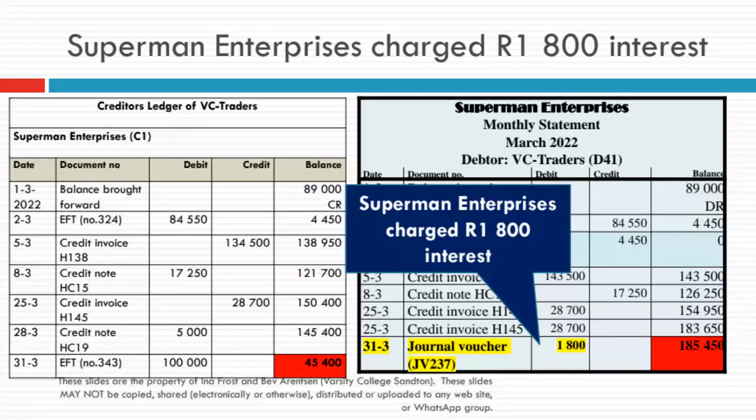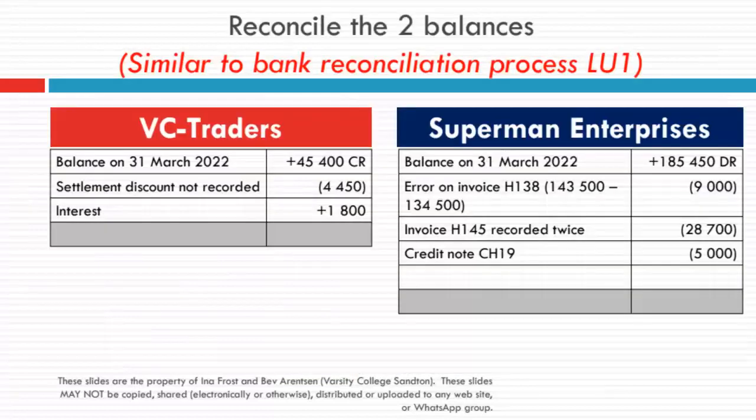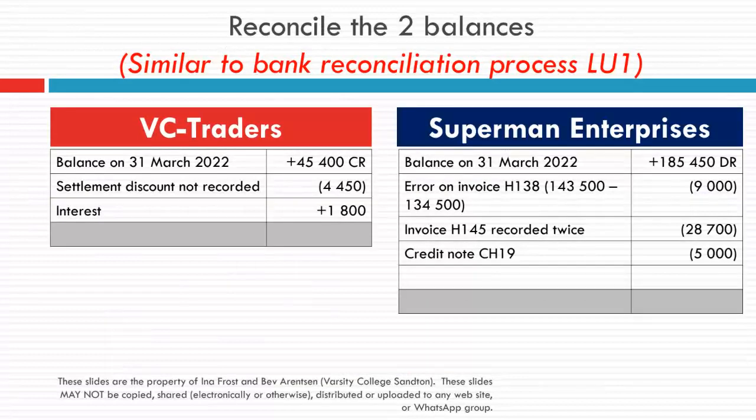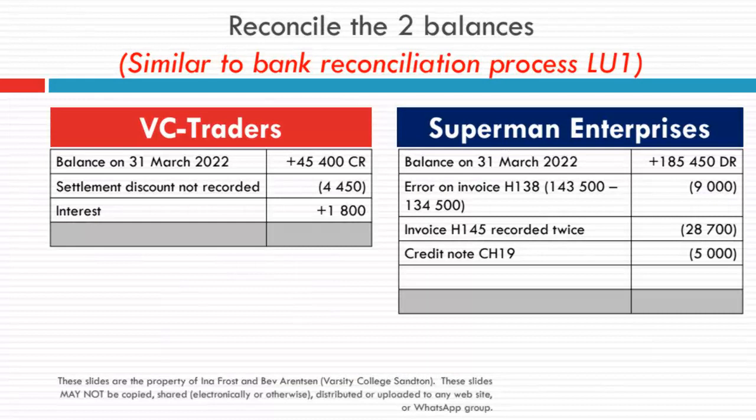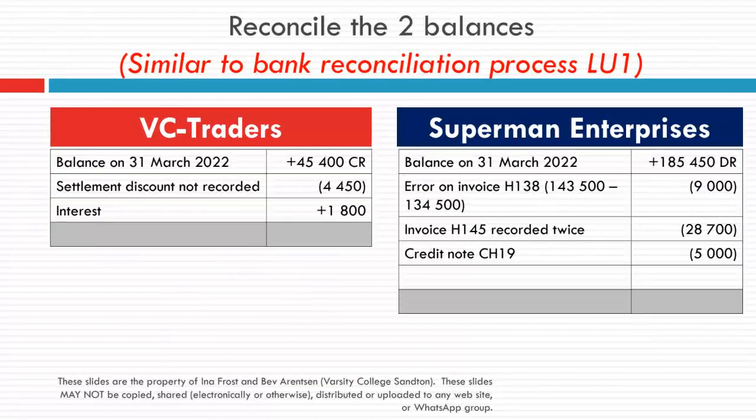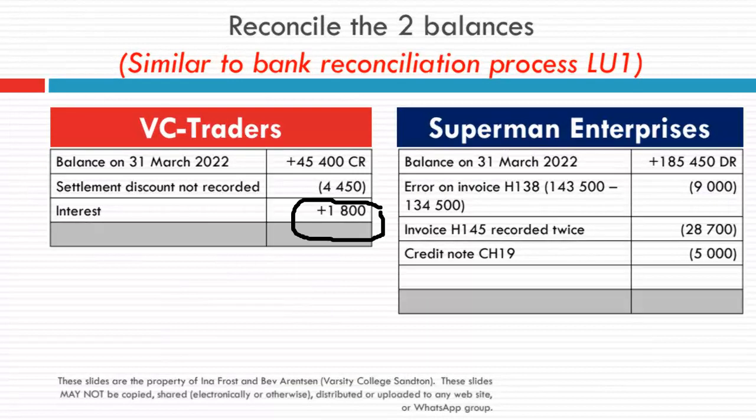Then, during the month of March, Superman has decided to charge us 1,800 rands interest. So they have got the interest calculation on their monthly statement, but we were not aware that they charged this interest on our account. So we have not yet added it into our creditors ledger. So we still need to add another 1,800 rands to the outstanding balance for Superman Enterprises. So if you look at my calculation, you will see there is the additional 1,800 rands for the interest.